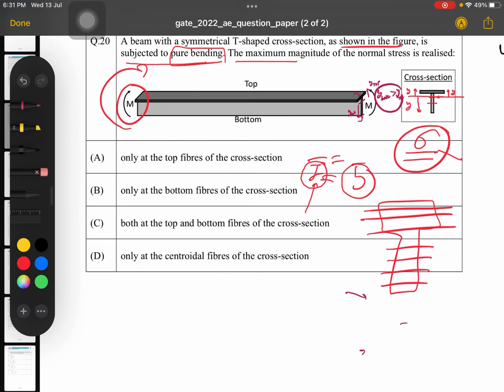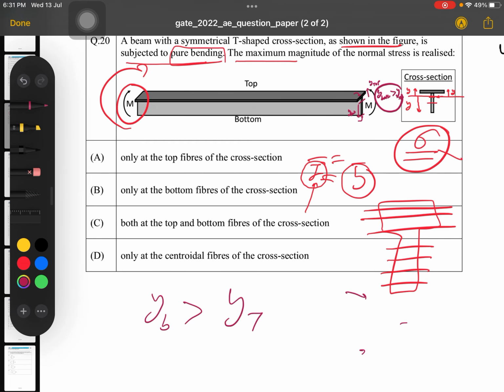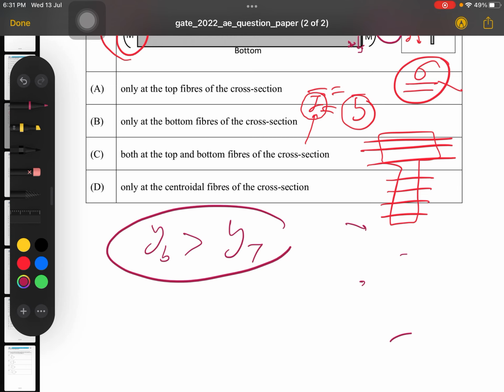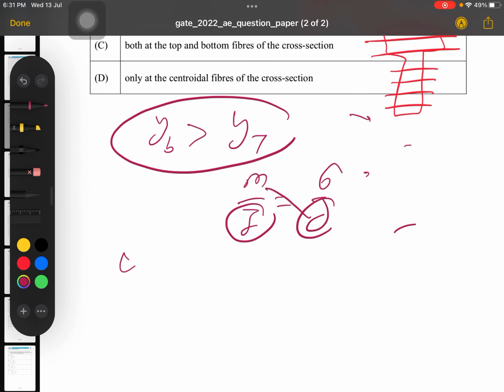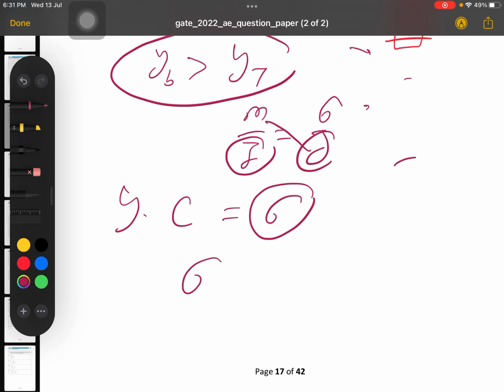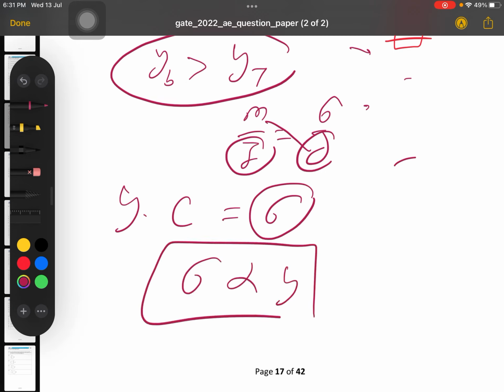So right now you understood that your y for the bottom is more than y for the top. So you got the answer. How did you get the answer? M is constant, I is constant because the cross section is not being changed, sigma by y. So y into constant is equal to sigma. So from here you got one thing: sigma is directly proportional to y. Meaning where y is maximum, sigma will be maximum.